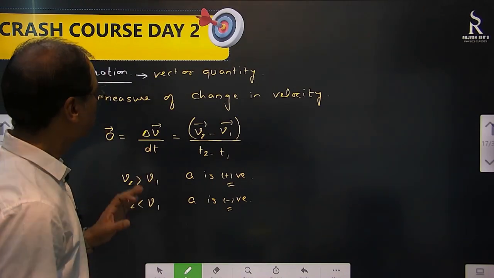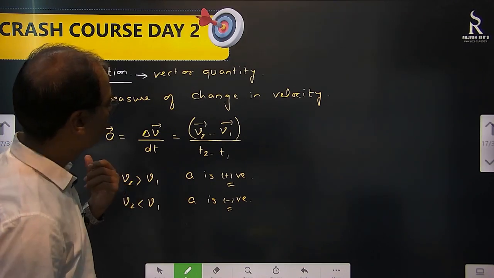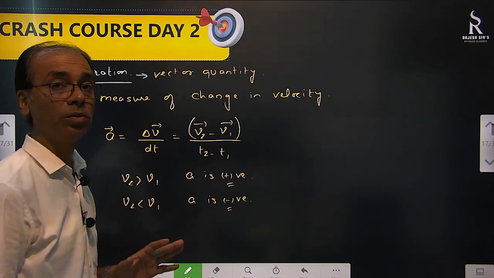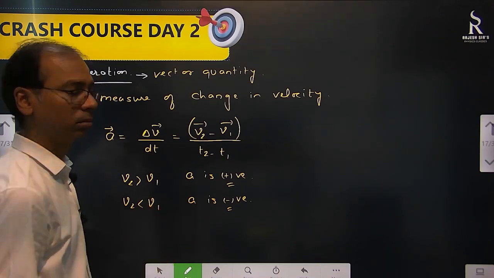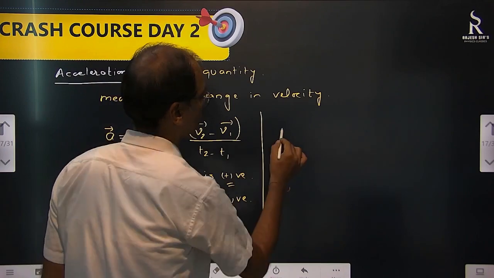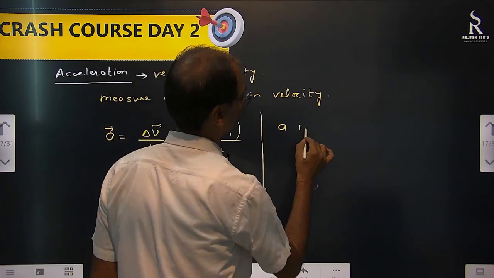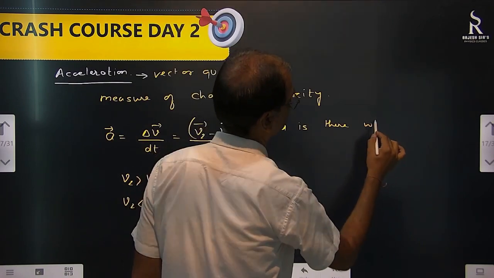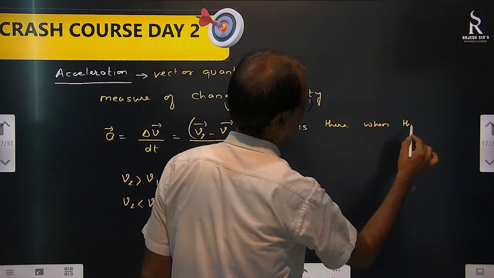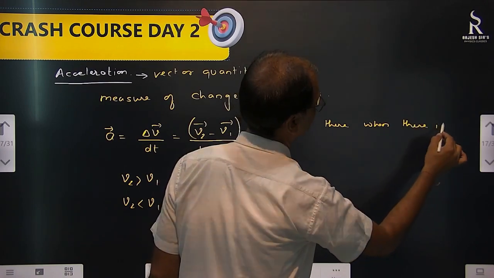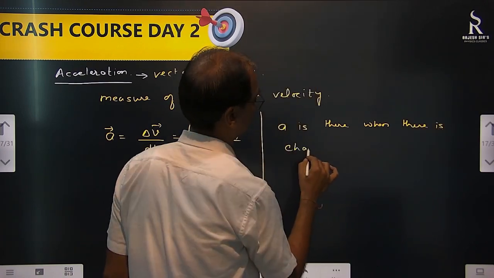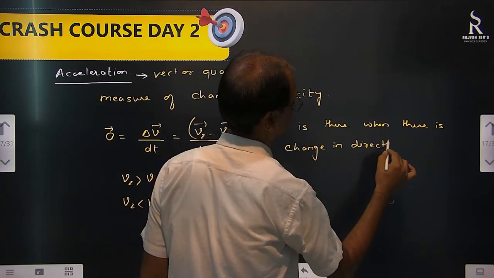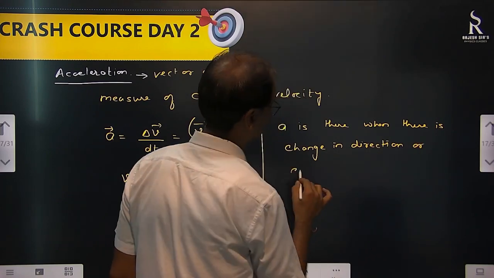Will acceleration be there only because there is a change in speed? No. Acceleration will also be there if there is a change in direction. So acceleration is there when there is change in direction, or change in speed, or both.